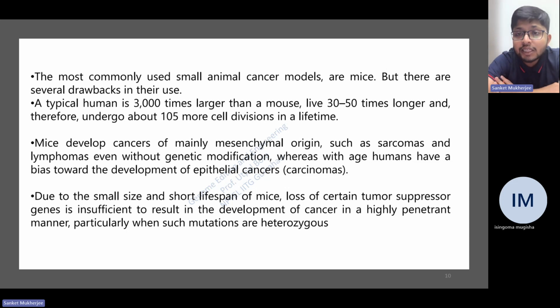A typical human is 3,000 times larger than a mouse. It lives for 30 to 50 times longer, and therefore it undergoes about 10^5 more cell divisions in a lifetime. Now, mice develop cancers of mainly mesenchymal origin, such as sarcomas and lymphomas, even without genetic modification, whereas with age, humans have a bias towards development of epithelial cancers known as carcinomas. Due to the small size and short lifespan of mice, loss of certain tumor suppressor genes is insufficient to result in development of cancer in a highly penetrant manner, particularly when such mutations are heterozygous.